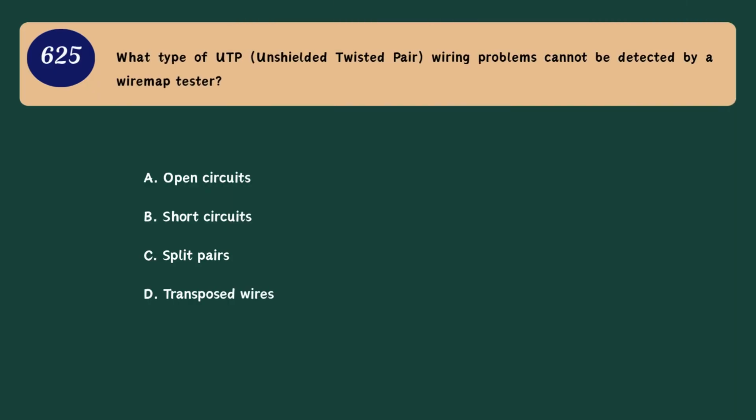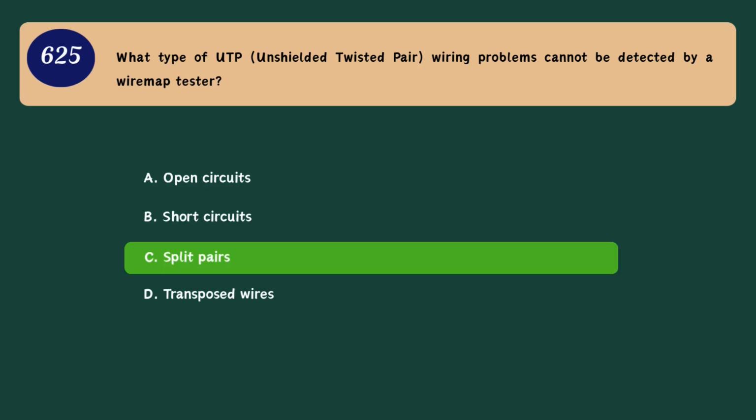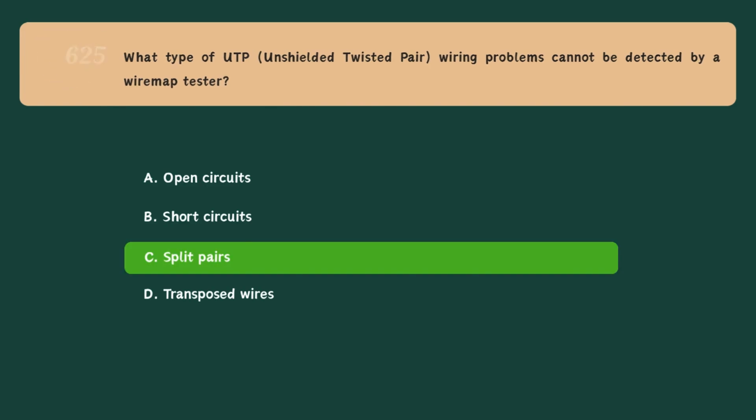Question 625. What type of UTP, unshielded twisted pair, wiring problems cannot be detected by a wire map tester? A. Open circuits. B. Short circuits. C. Split pairs. D. Transposed wires. Correct answer. C. Split pairs.